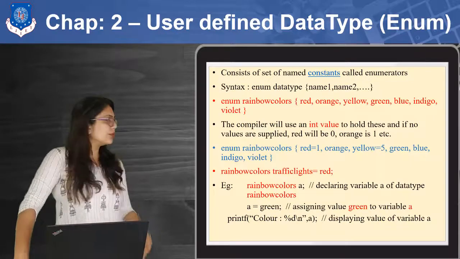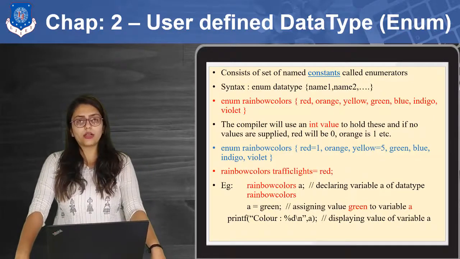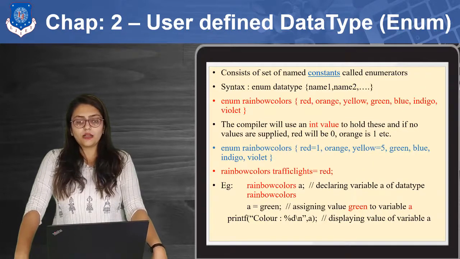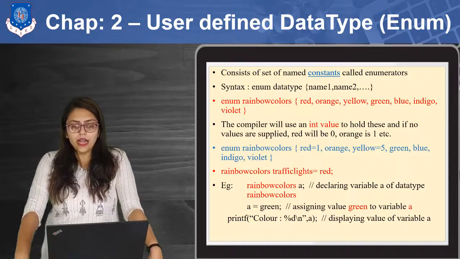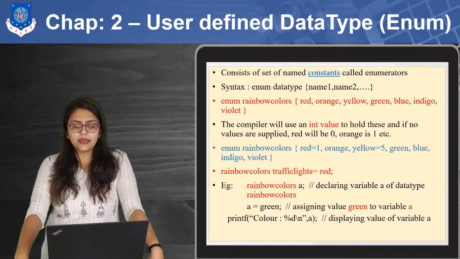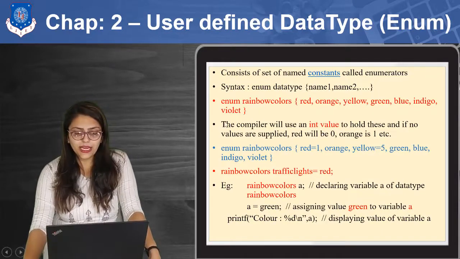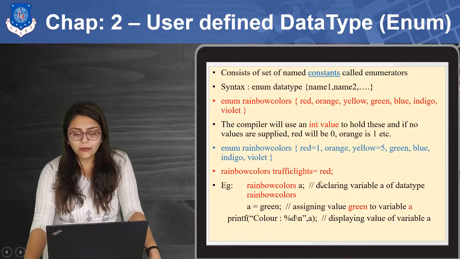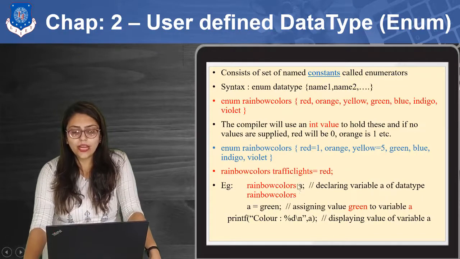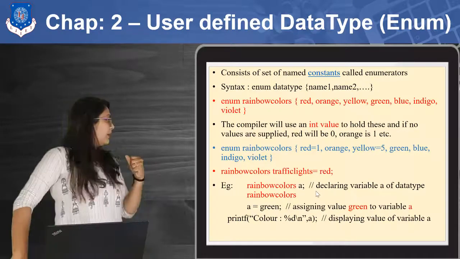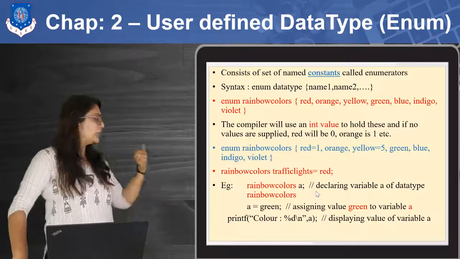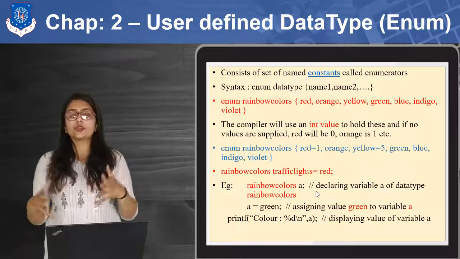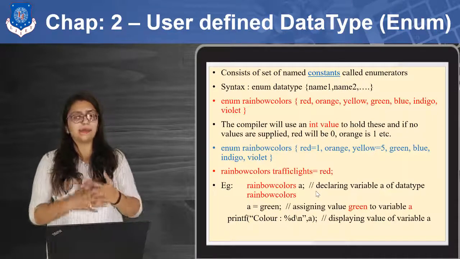You can see the example of rainbow over here, where rainbow colors is defined. First I have defined rainbow colors by enum, and then I am declaring rainbow colors A. So A is an object of the rainbow colors data type, and then I am doing A equal to green. That means it will assign the integer value of green to my variable A. So this is all about the theoretical concept of typedef and enum.